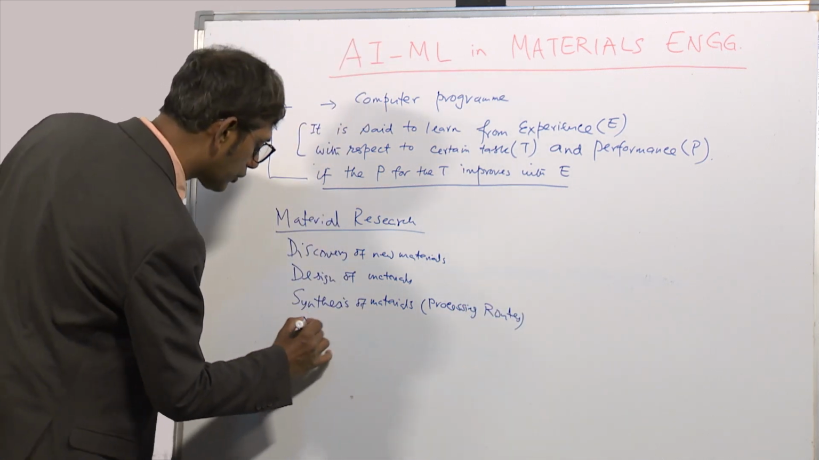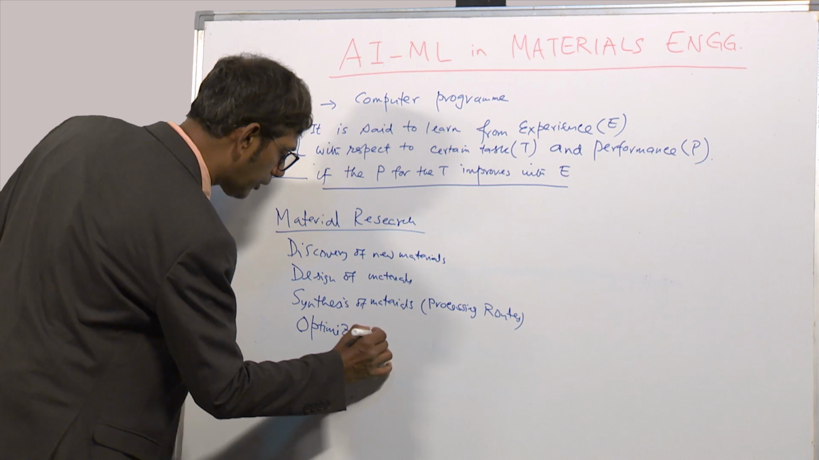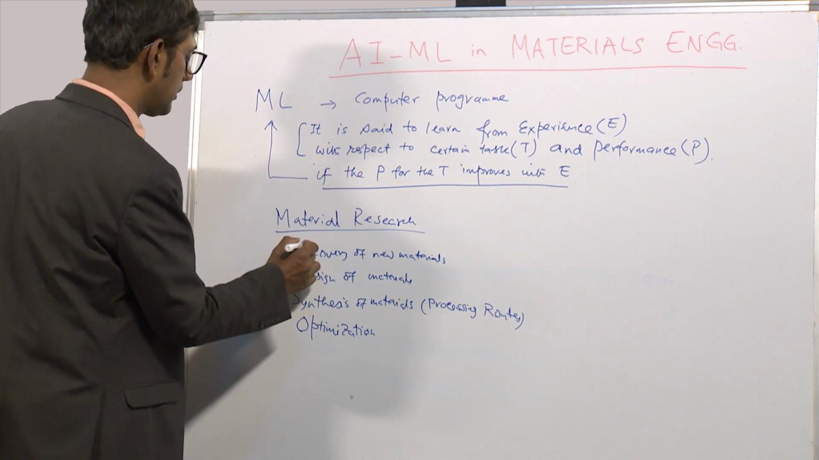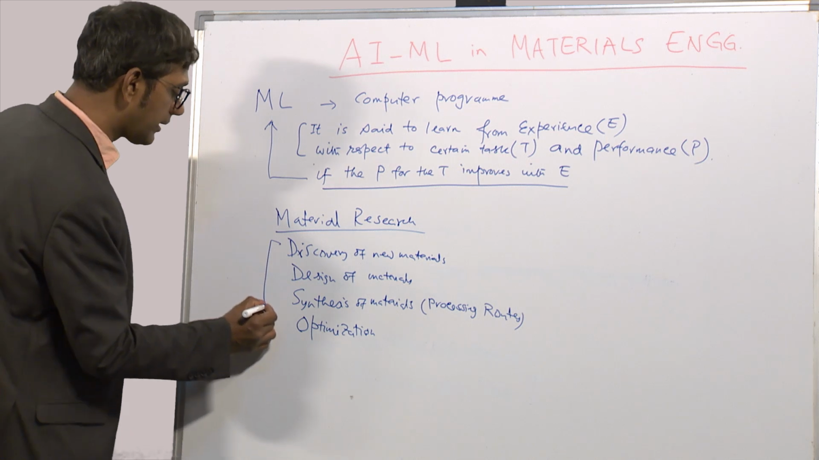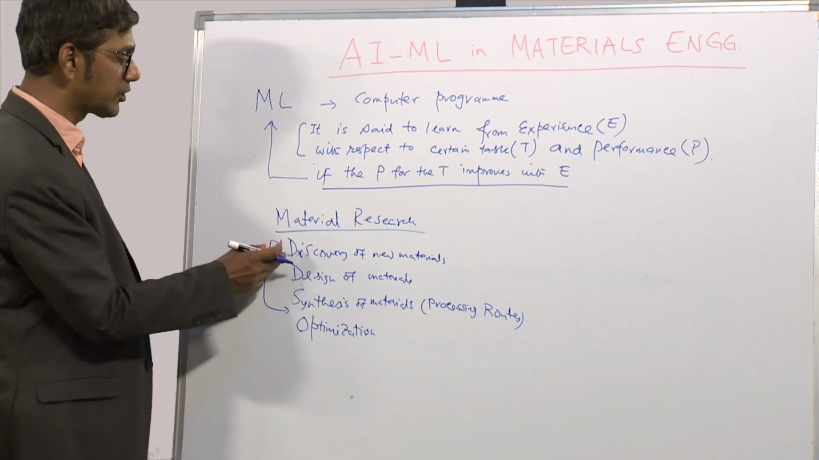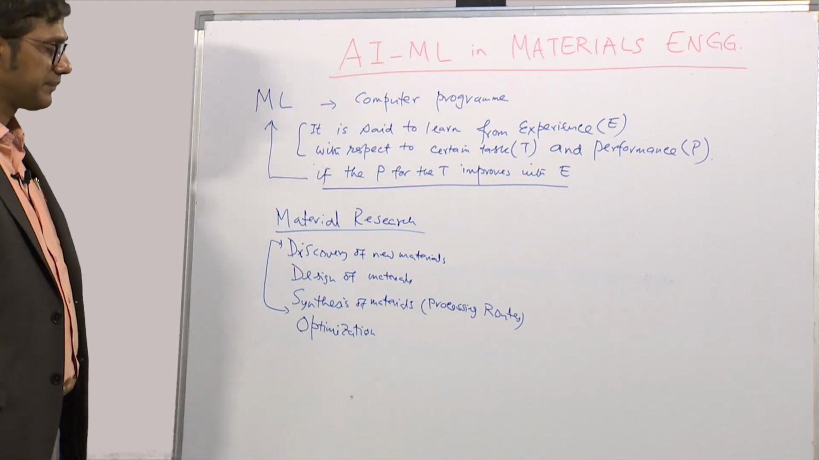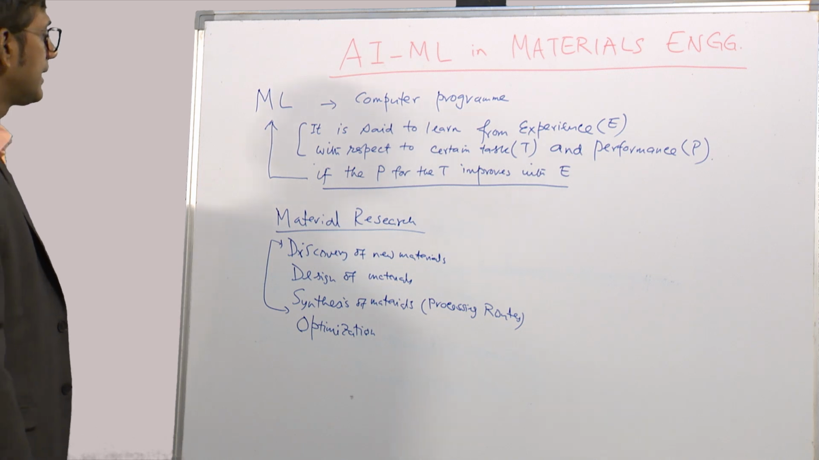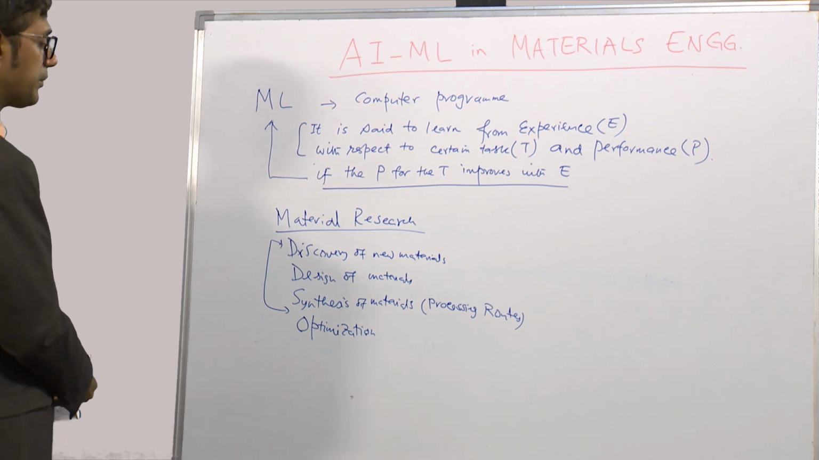And also optimization. If you are not going for optimization, it will be a never-ending process, and it may take you more time than you think. So these are the four important aspects. There are many others, but I am talking about four important aspects: discovery of new materials, design of materials, synthesis of materials, and optimization. Optimization of any of these three is what we normally do in material research. So, how do you incorporate machine learning into material research? That is something we need to understand.